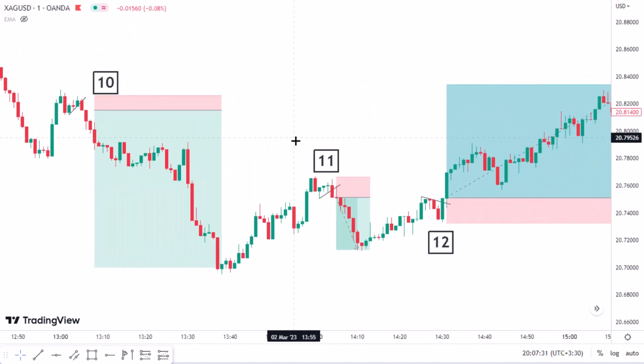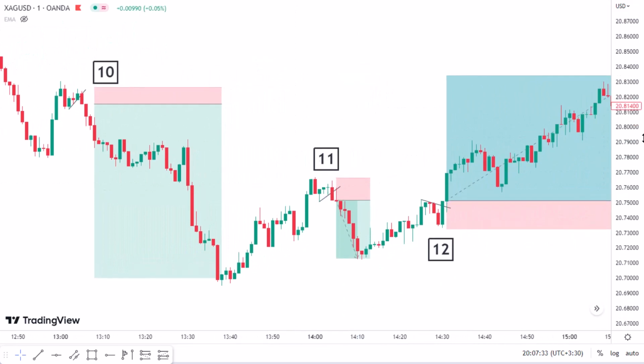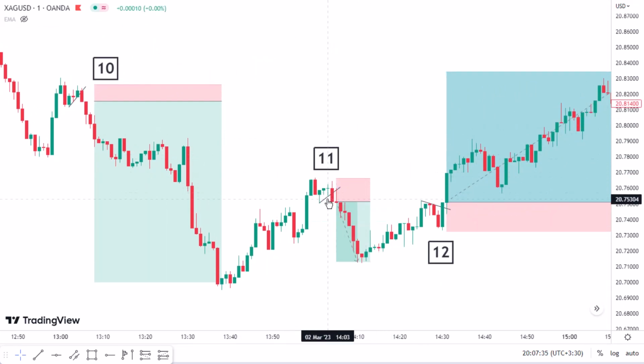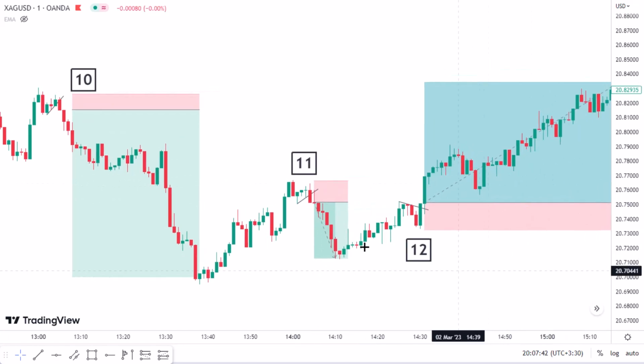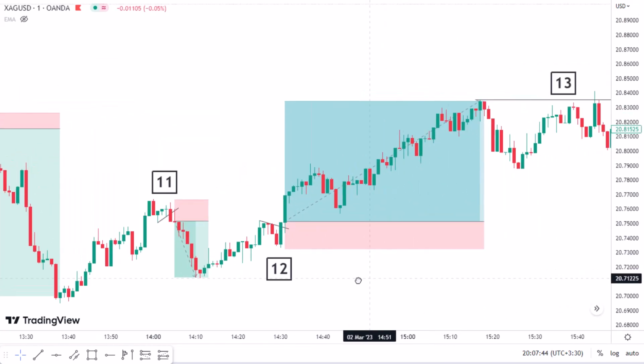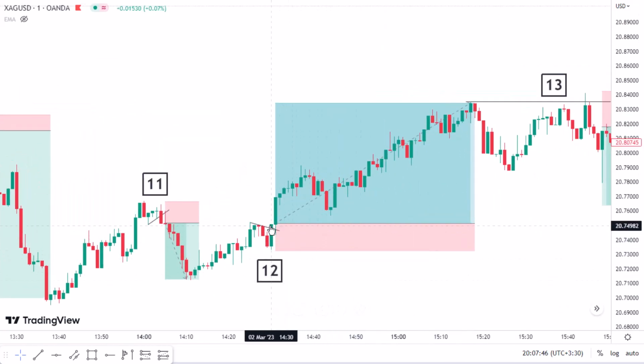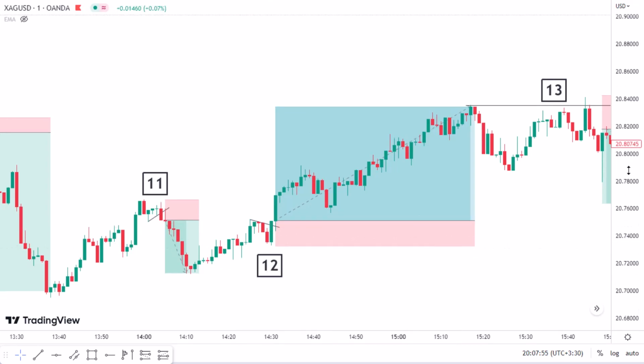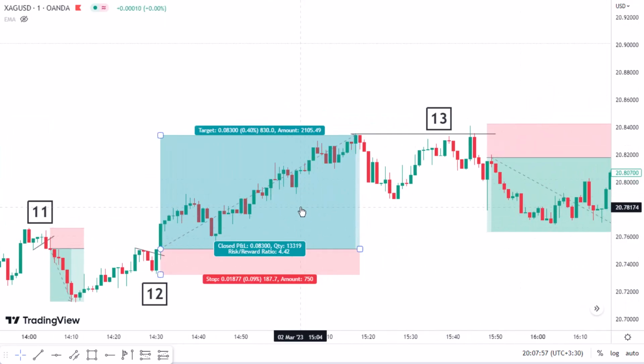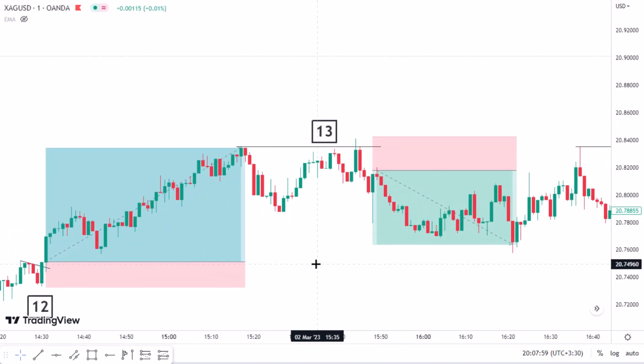On the trade 11, we have a small trend line with 2 touches. On the third time it breaks it with this red candle, we enter the sell position, put our stop loss above that candle, and it gives us a reward of 2.6. On the trade 12, we have a trend line with actually 3 touches. On the fourth time it breaks it here, we enter the buy position, put our stop loss below the candle, and it gives us a reward of 4.4.